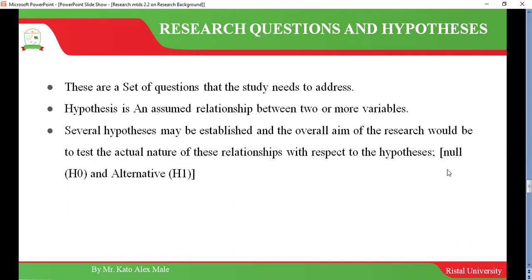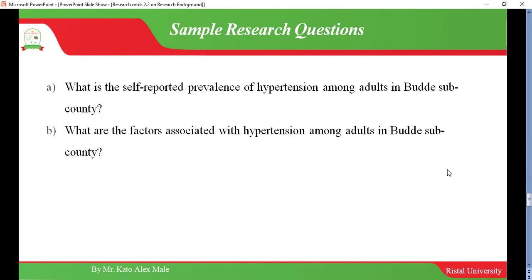And research questions, let's see the examples. From this study that we are investigating, sample research questions can be: what is the self-reported prevalence of hypertension among adults in Ude sub-county? Then the second question will say, what are the factors associated with hypertension among adults in the sub-county? You get it? So we are getting these questions from the topic of the study. The topic gives us the problem, and then the problem gives us the research questions that we want to answer in our research study.